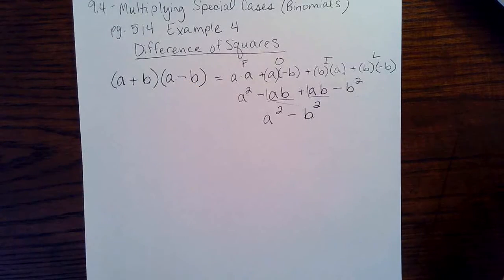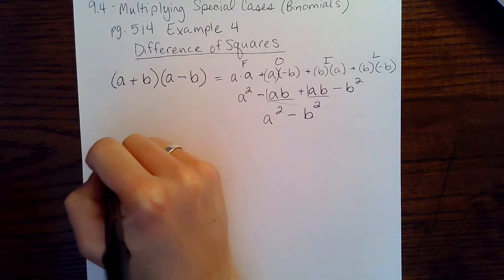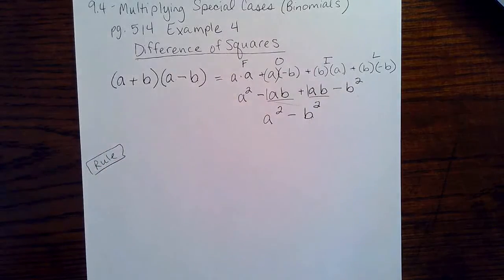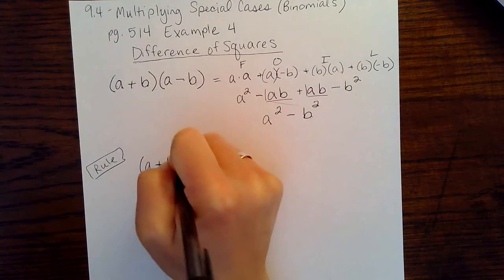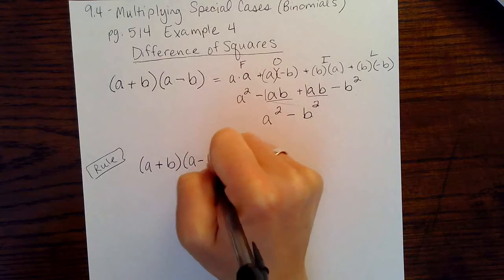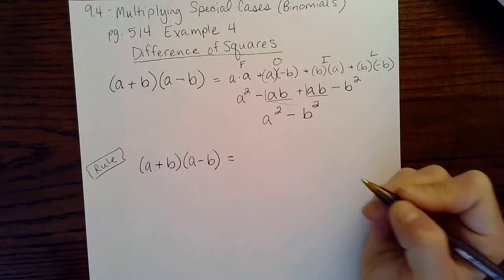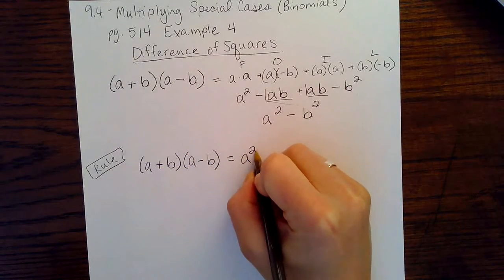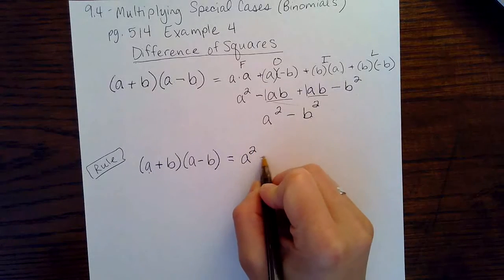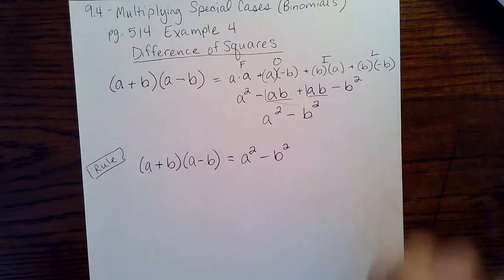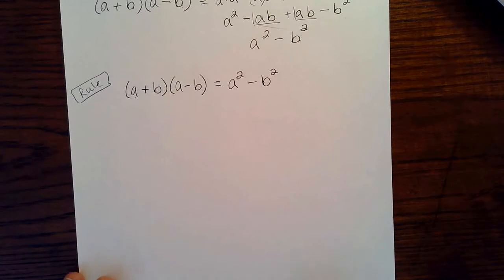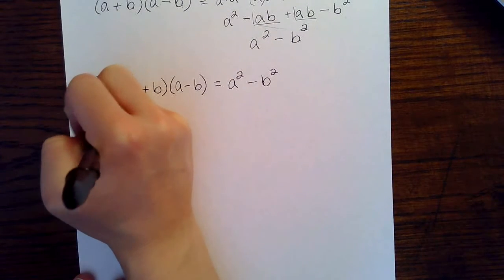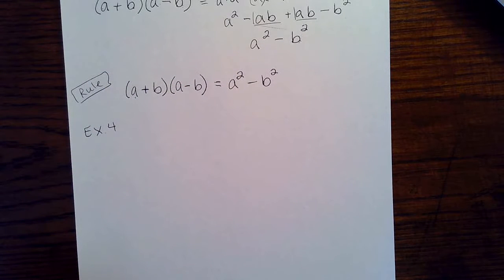So that is going to be our rule for the difference of squares, just like we had for squaring something. Anytime we have A plus B times A minus B, we can jump right to the answer: the first term squared minus the second term squared. So let's try an example. This is example 4 in your book, if you're following along.